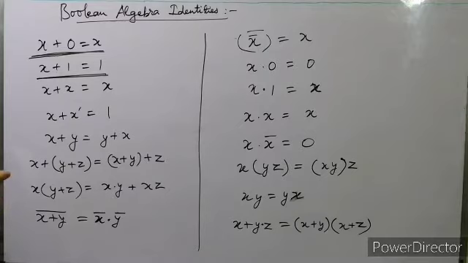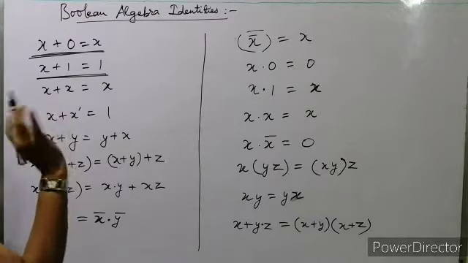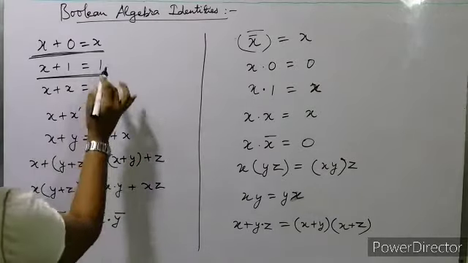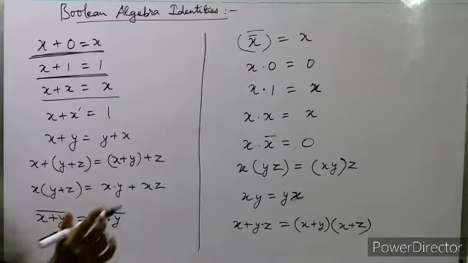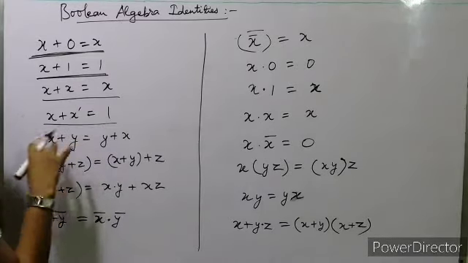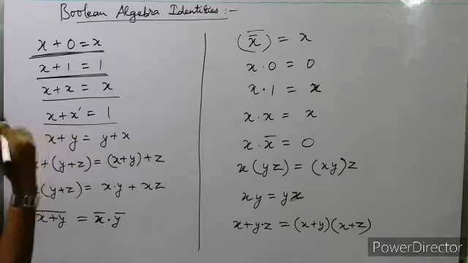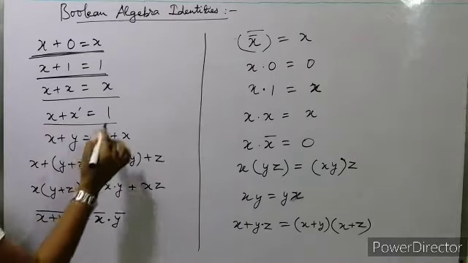Okay, मतलब 1 is universal set. Okay, तो universal set है. When we are adding anything to universal set, that will be universal set only. Okay, so there will be no change. So x plus 1 will be equal to 1. X plus x will be equal to x. X plus inverse of x, मतलब x plus x dash, x bar, will be equal to 1.